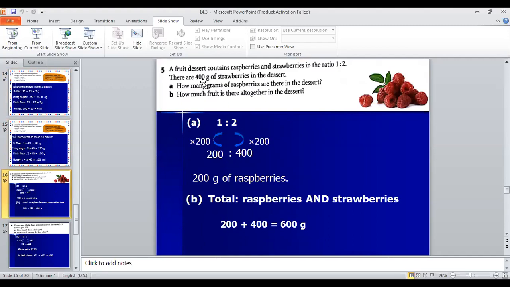Now the strawberry, there is 400. Raspberry and strawberry. So the second part represents strawberry which is 2. Which is 2. 400, how many parts? 400, 2 parts. To find one part, you divide 400 by 2, you will find one part which is 200. Right?